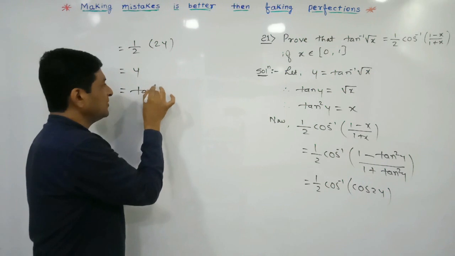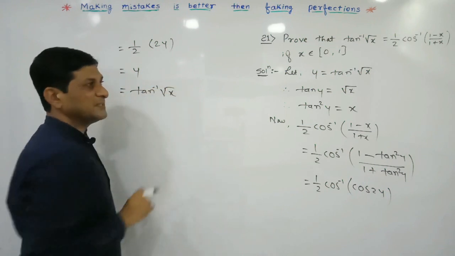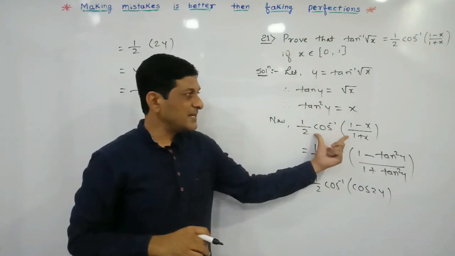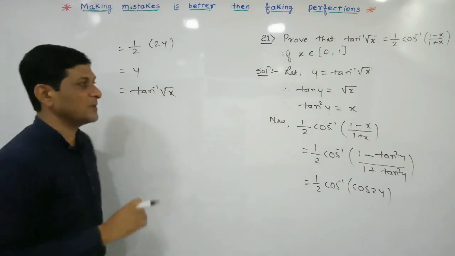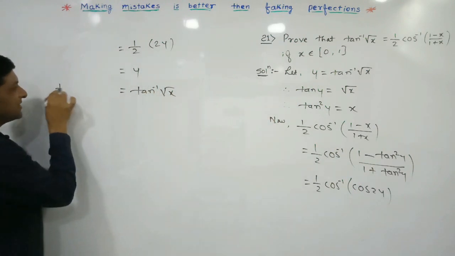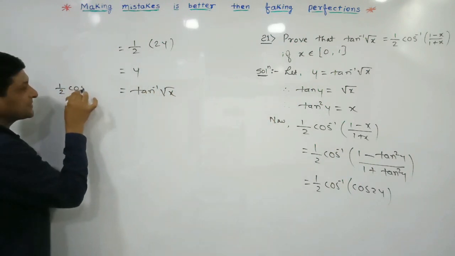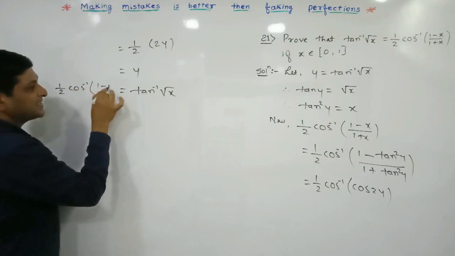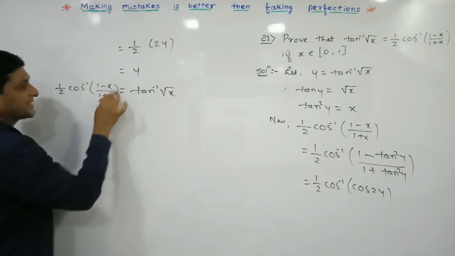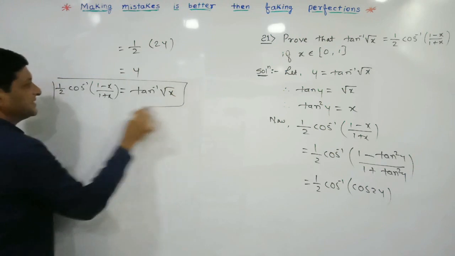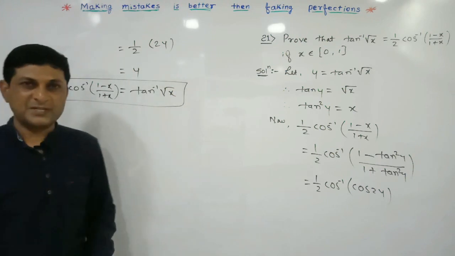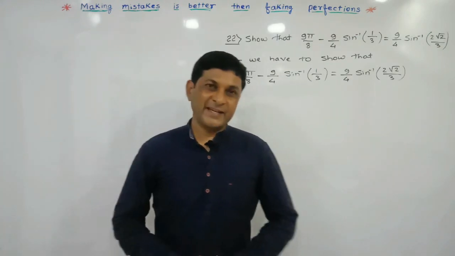So by considering the right hand side, we have shown that its value is equal to the left hand side, tan inverse of root x. The right hand side is 1 by 2 cos inverse of (1 minus x upon 1 plus x), and this is the result we had to prove. Now observe the 22nd example.